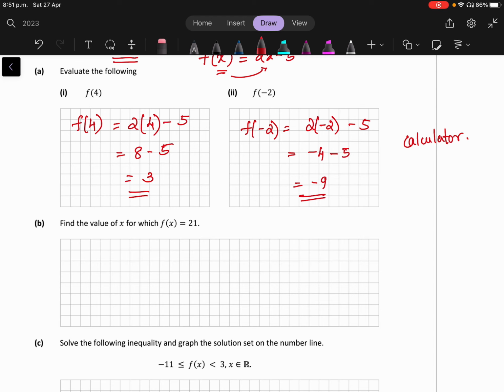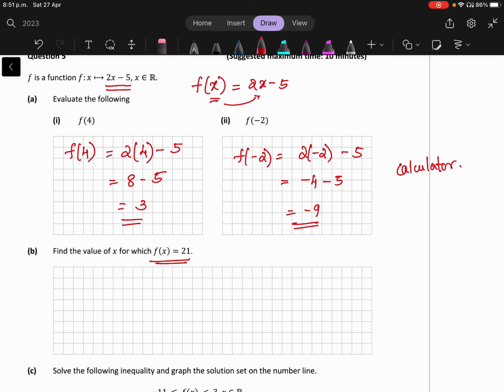Now, the next one is f of x is equal to 21. They're saying that f of x is equal to 21, so 2x minus 5 is equal to 21. Now, this is a linear equation. This you can directly solve. So 2x is equal to 21 plus 5, which is equal to 26. 2x is equal to 26. You divide by 2 and x is equal to 13.